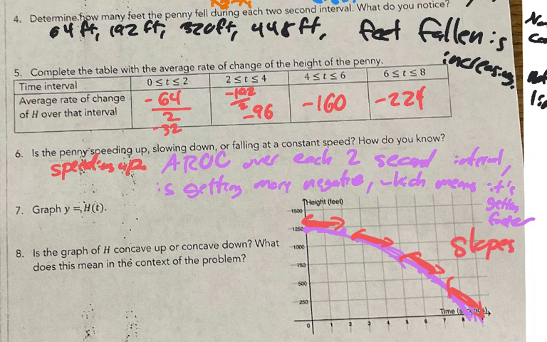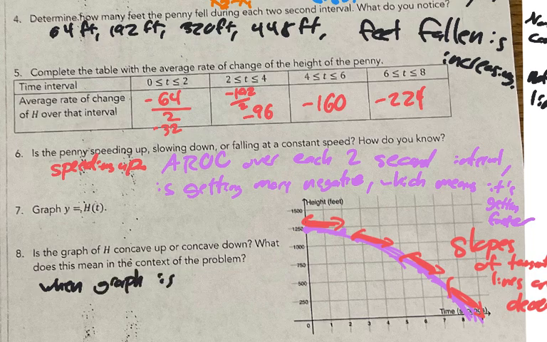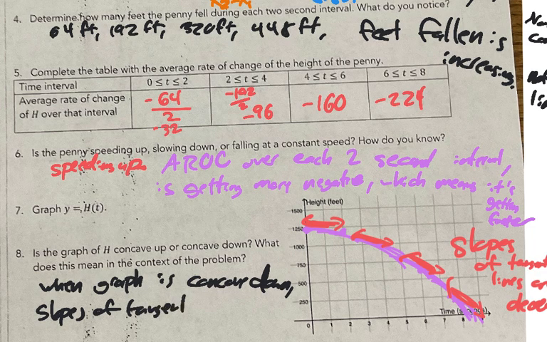So here's what you need to know. Slopes of tangent lines are decreasing. Okay? When a graph is concave down, slopes of tangent lines are decreasing. And the converse of this is true, which means if I look and the slopes of tangent lines are decreasing from left to right, then that means it's concave down.